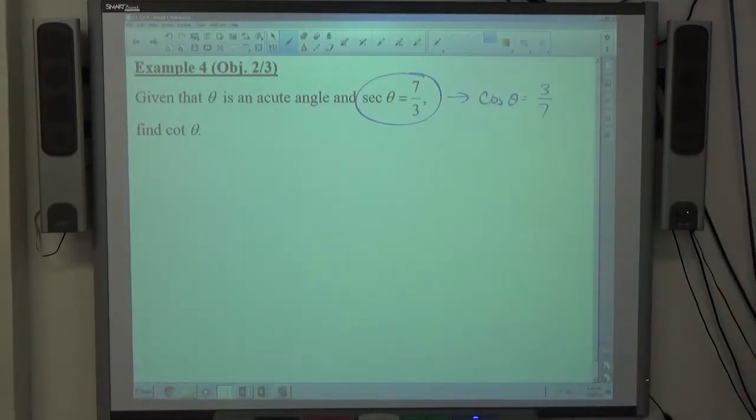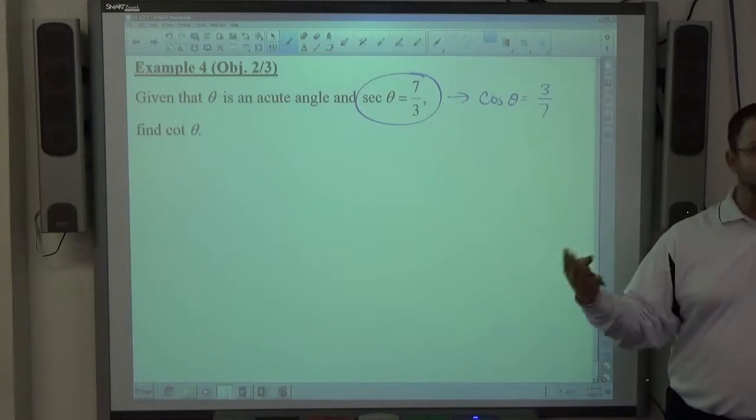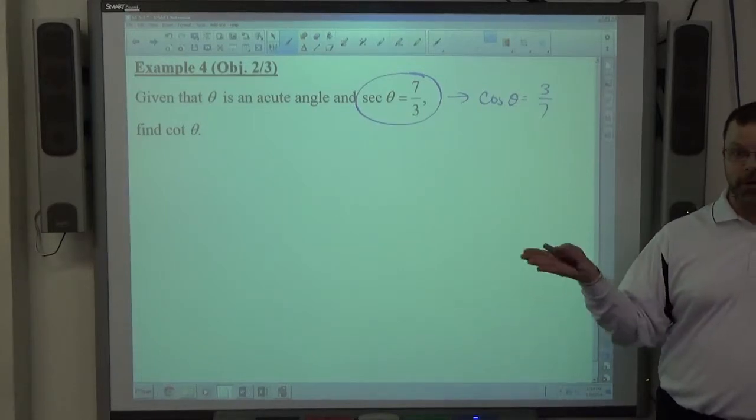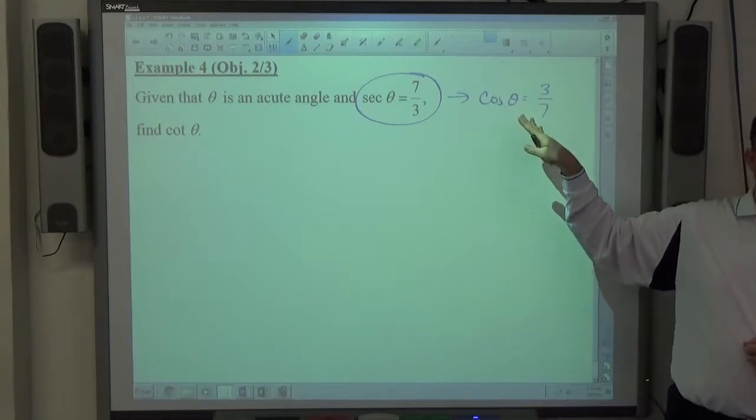Okay, I have the ability to transform from one to the other anytime I feel like it. But again, sine, cosine, and tangent is where I first learned anything about trigonometry, as a high school student. So if you can get yourself to sine, cosine, tangent world, that's better.